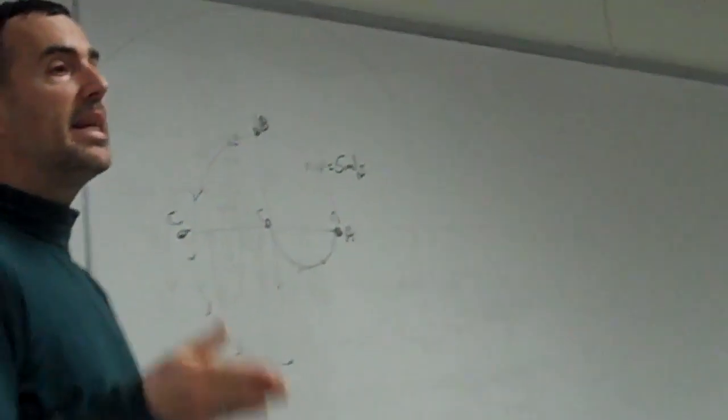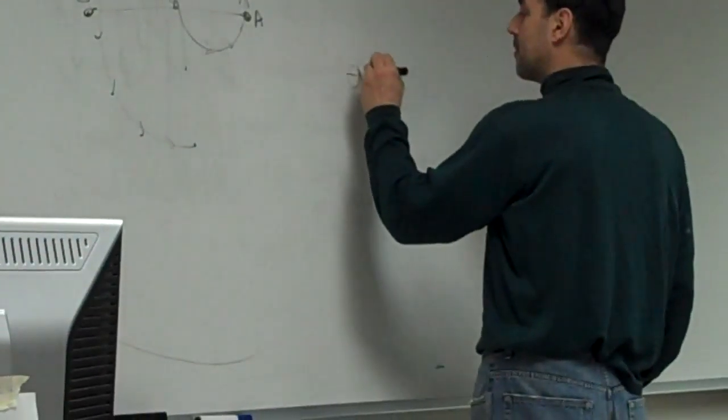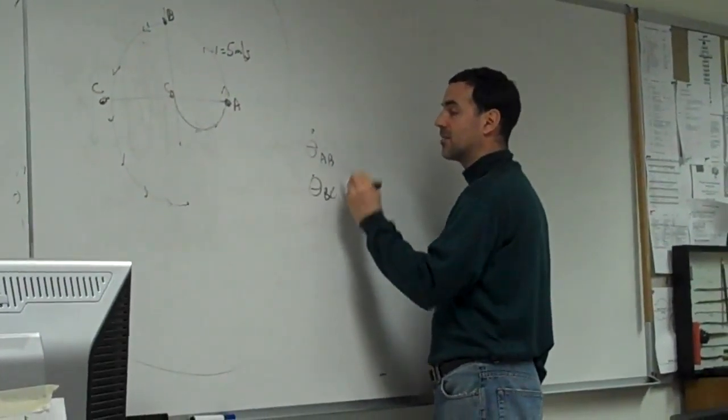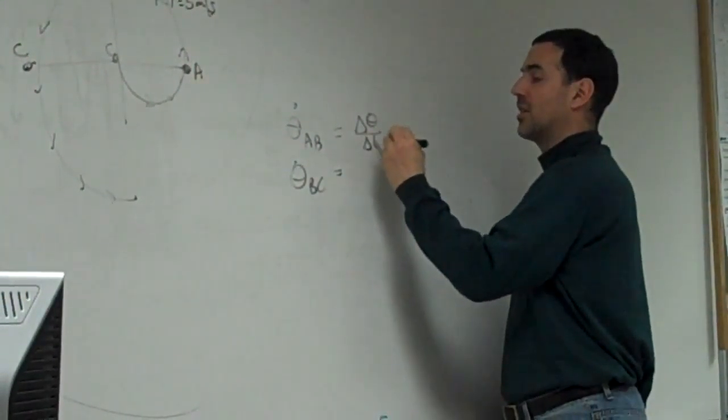Yes. How many degrees did it change to go from A to B? How about from B to C? So let's say we try to figure out theta dot, and we're just trying to compare A to B versus B to C. Theta dot is going to be our change in theta over change in time.